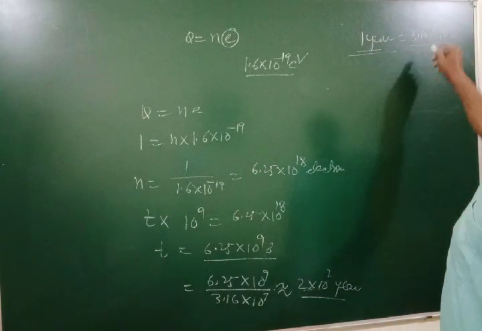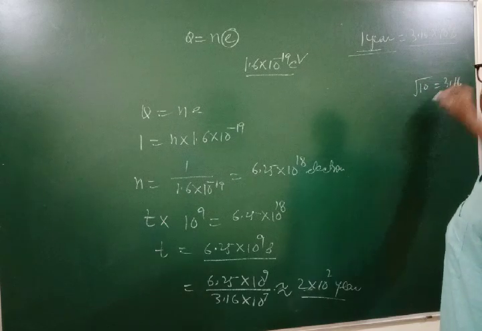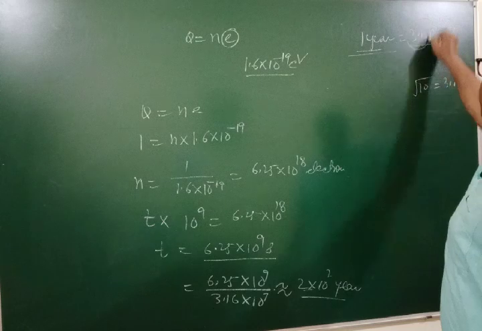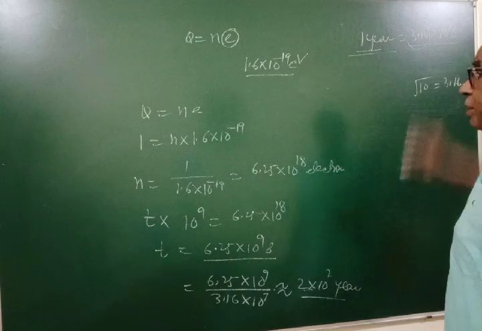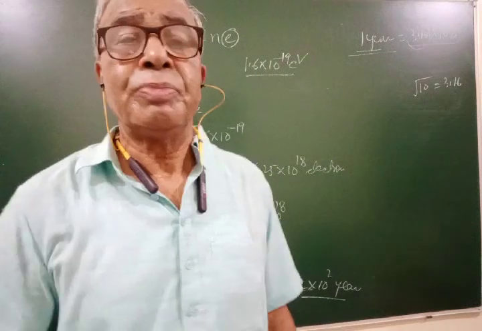I remember it like this: root 10 equals 3.16. I saw that root 10 is 3.16, and if you multiply by 10 to the power 7, you get the same thing.